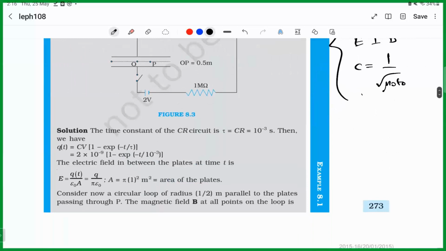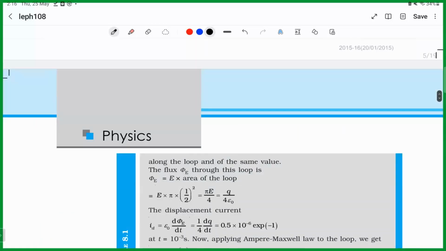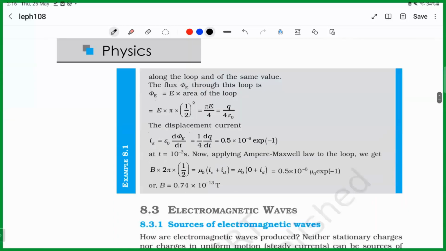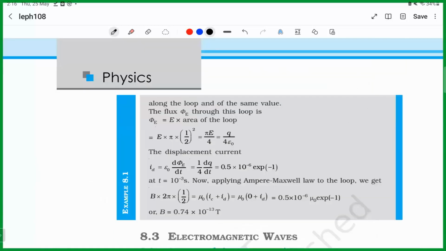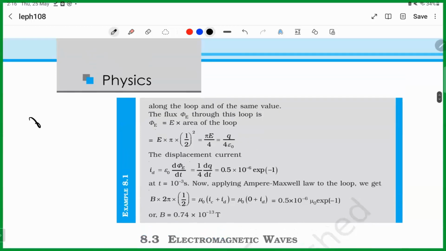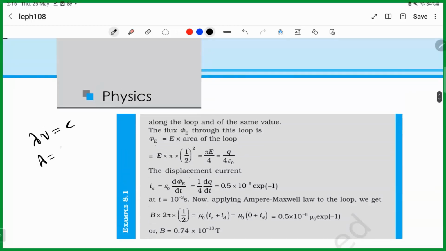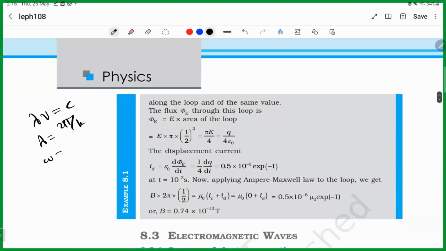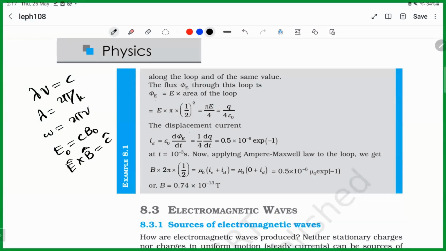But that is basically the gist of this chapter. From the perspective of boards, JEE, and other competitive exams, this chapter is just knowing these formulas. Lambda nu equals c, lambda equals 2 pi by k, omega equals 2 pi nu, right? E naught equals c B naught. E cap cross B cap gives you the direction of the light source. That's it, I think. These are all the formulas that you require for EM waves.